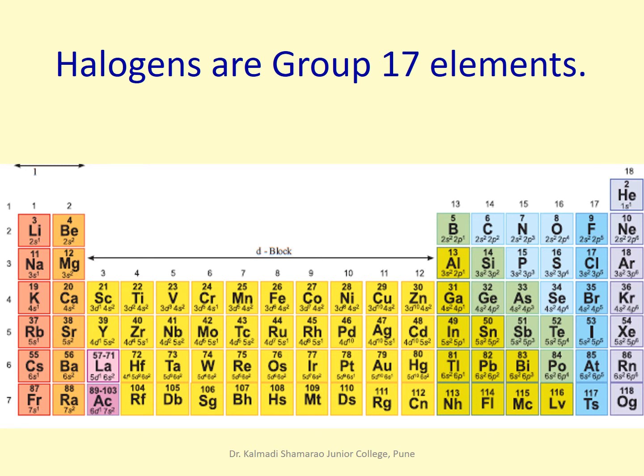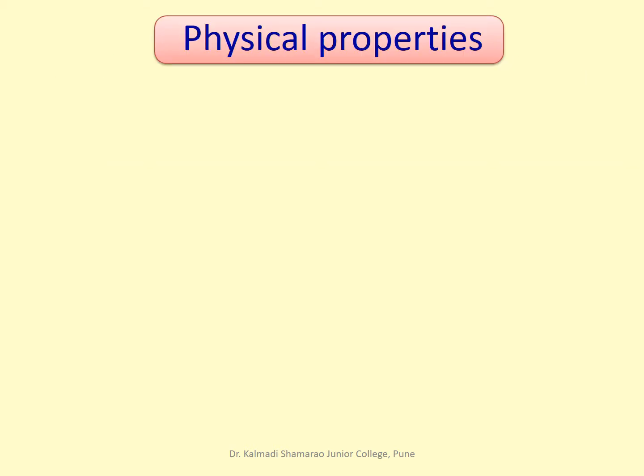You know that halogens belong to group 17 of the periodic table. Group 17 elements are highly electronegative as compared to carbon. The physical properties of compounds depend upon the intermolecular force of attraction.